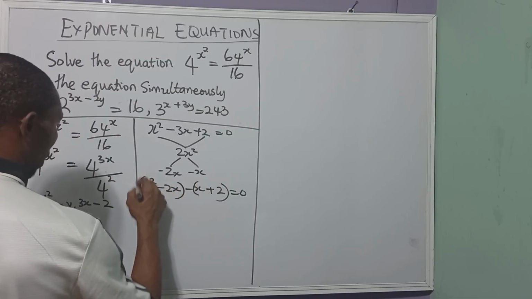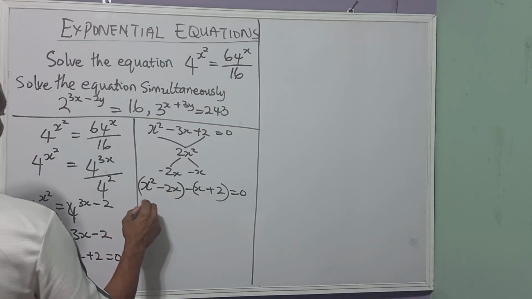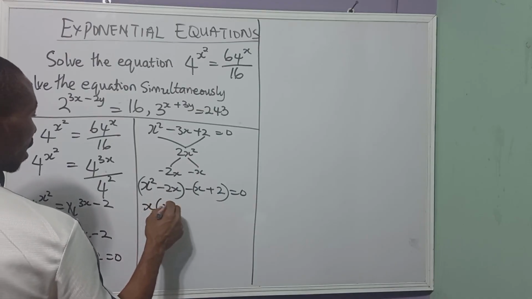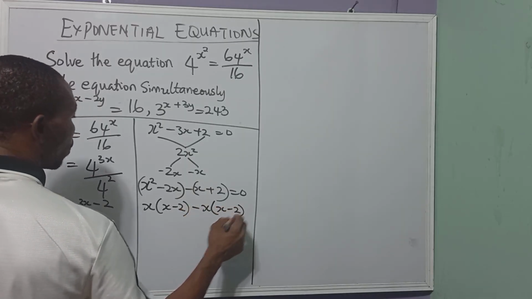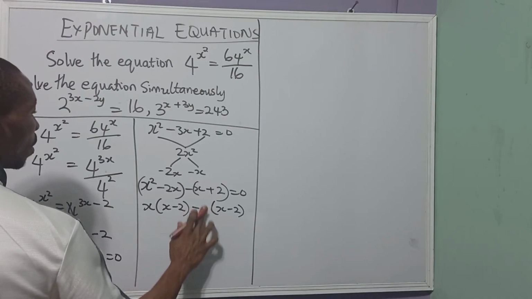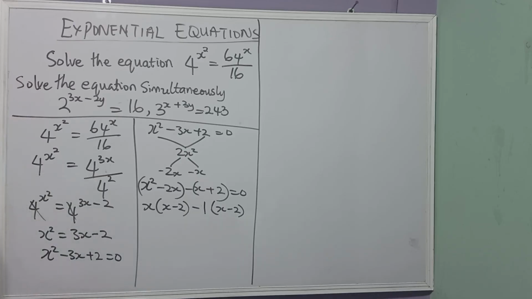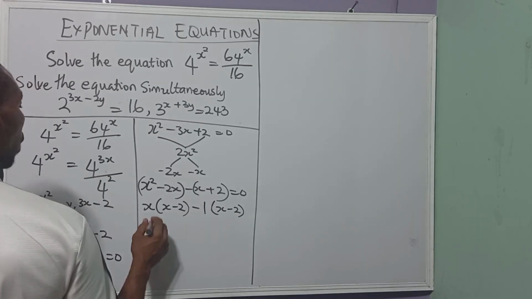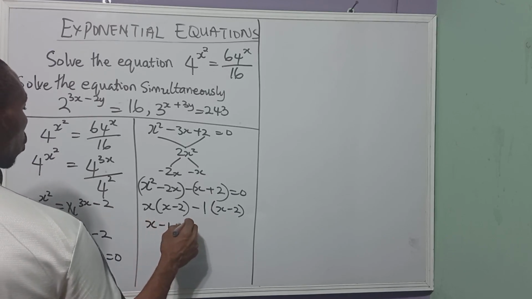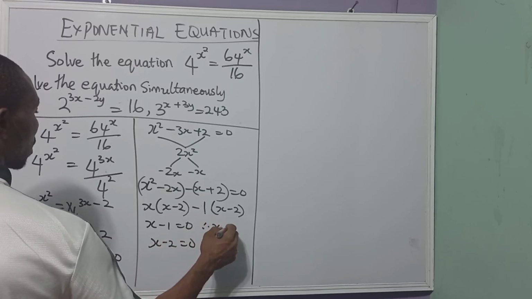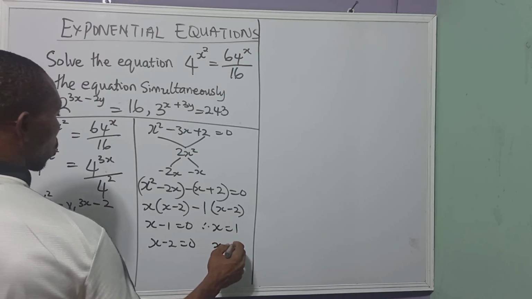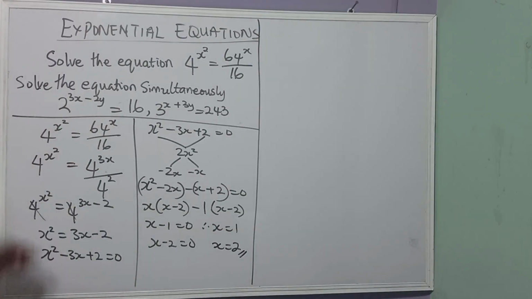Now grouping these two together, here we have x common, and this is x minus 2. Here we have 1 common, not x, sorry, and this is x minus 2. Now this we have as x minus 1 equals 0, x minus 2 equals 0. So therefore, x equals 1 or x equals 2. So the two values of x in this equation are 1 or 2. Okay, now to our second question.